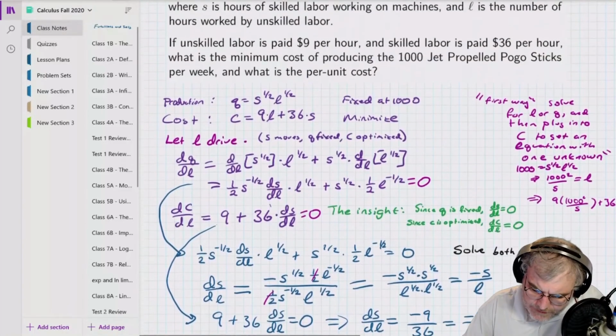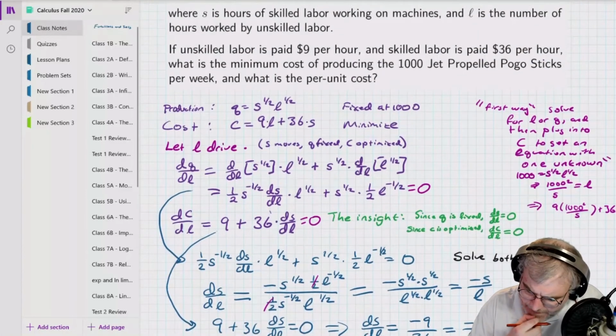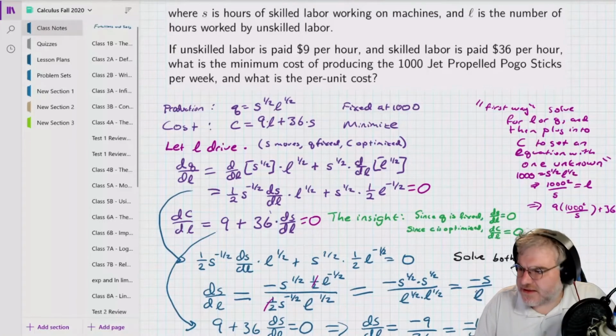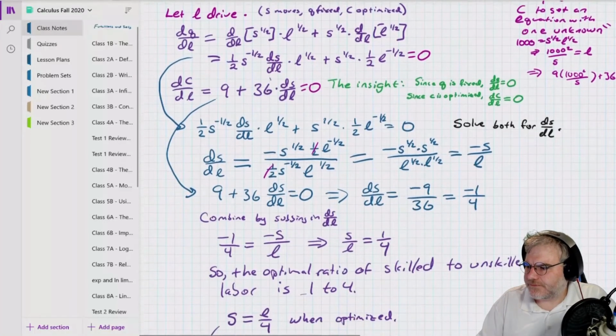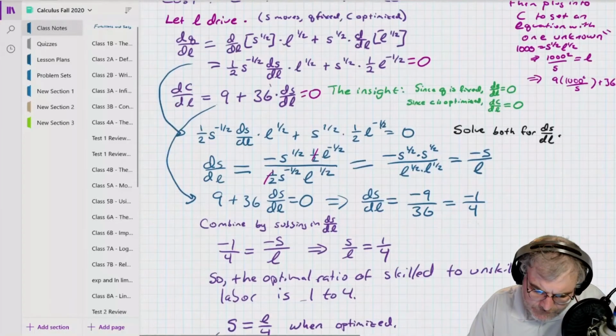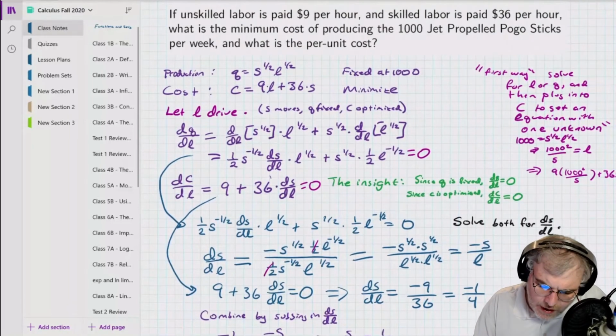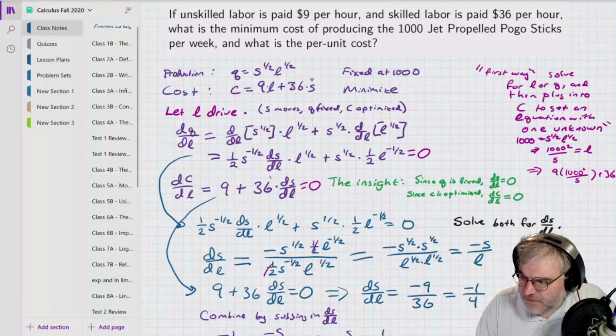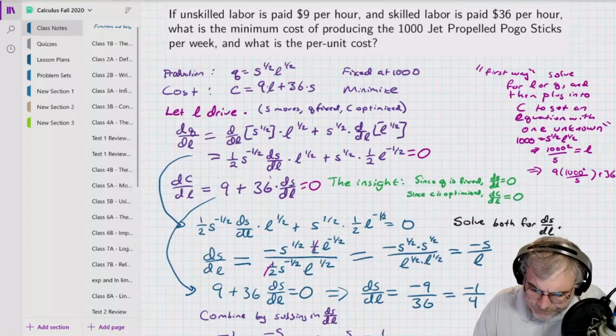Right? That comes from this fact right here. Yes, because Q was fixed, so this is fixed, right? Work out the first derivative of the cost function. Oh, the cost function was 9L plus 36S, okay? So I take the derivative of that in terms of L, and I get 9 plus 36, right? The derivative with respect to S from the chain rule, okay?